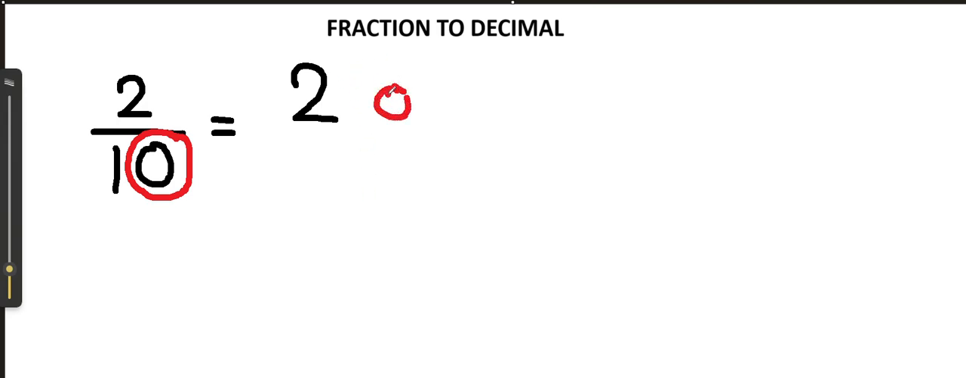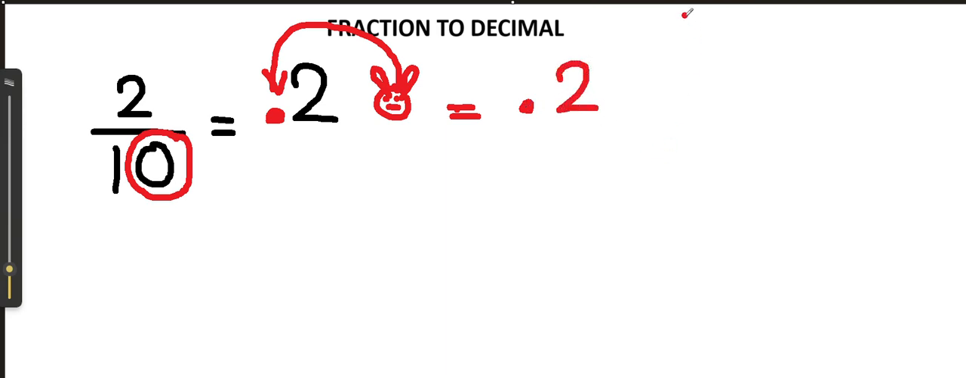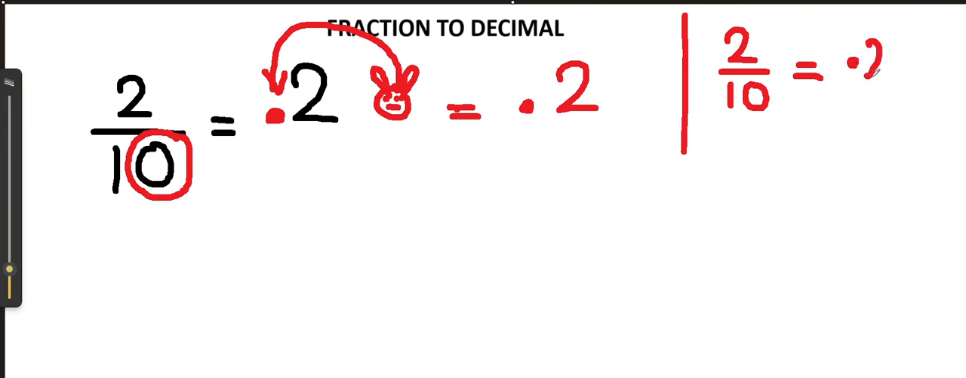Think of yourself as a bunny, that you have turned into a bunny. That's the easiest way to do it. So the number of zeros is equal to the number of hops the bunny gives. So there is 1 zero. The bunny is going to hop just by one place, and he's going to land right here. So the decimal is going to land right here. So the answer is 0.2. That means the fraction 2 over 10 is equal to the decimal 0.2.